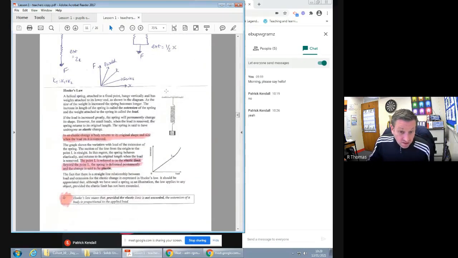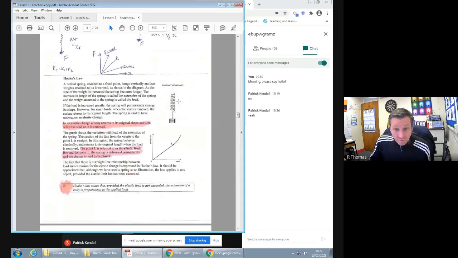Now, these notes underneath are just replicating what we've just spoken about, right? Hooke's law says that force is proportional to extension. In an elastic change, the body returns to its original shape and size when the load is removed. There will come a point, though, referred to as the elastic limit, where once you go past that, it's deformed permanently. Now, you'll notice this graph looks different.